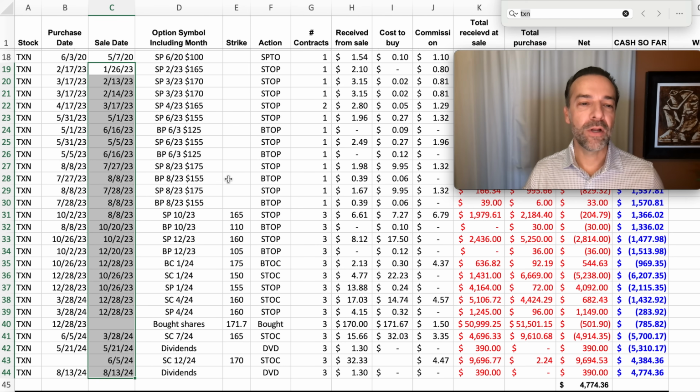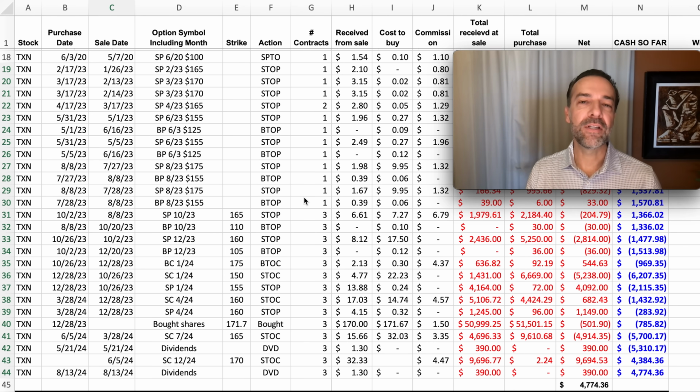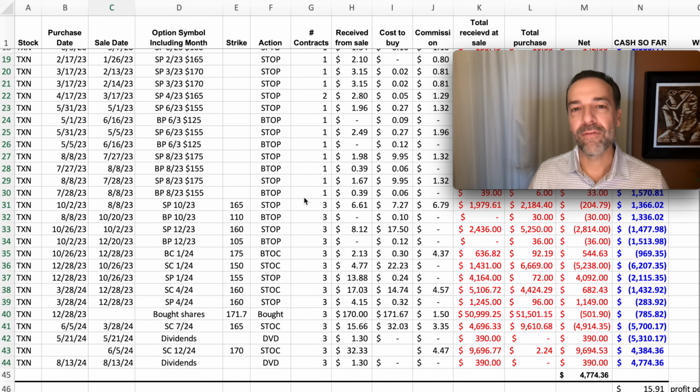However, since May of '23, I've been trading cash secure put options, and when they were assigned to me, covered calls against Texas Instruments. So this one's a little bit different than the other three. I've been trading in and out of Texas Instruments, so we don't have as many trades or as much time in this stock, but still notice our profit and loss down here at the bottom.